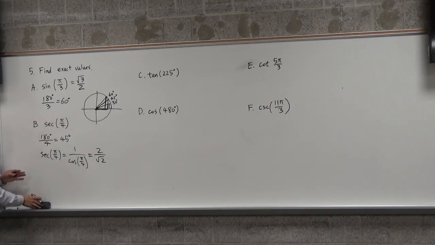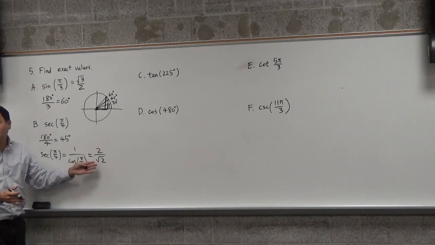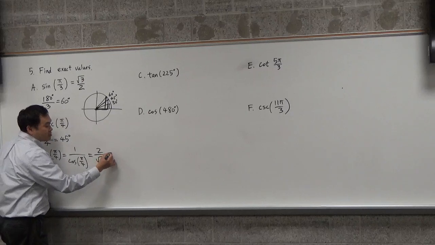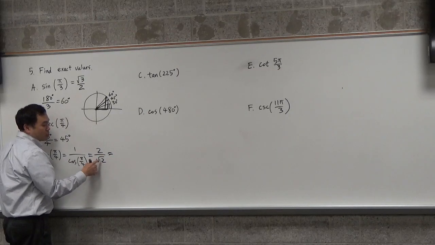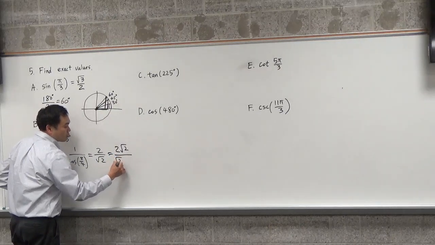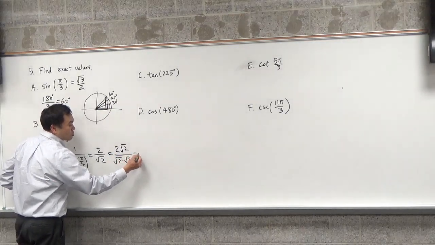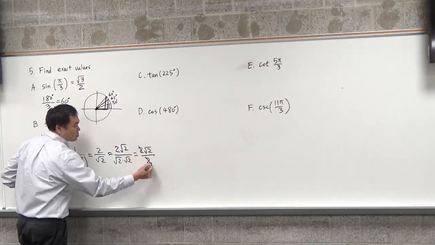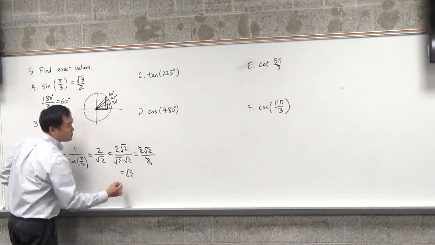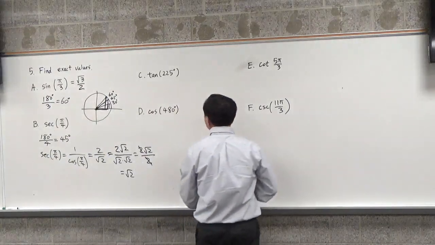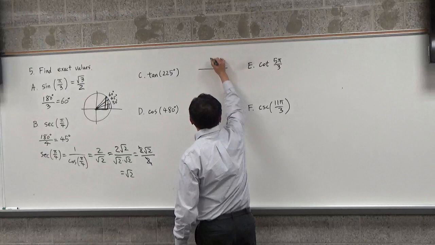So this is almost the answer, except that if you have the square root in the denominator, what do you have to do? You have to rationalize the denominator by multiplying the square root top and bottom. So you have 2 times square root of 2 over square root of 2 times square root of 2. So it's going to be 2 times square root of 2 over 2, and the 2s cancel, so you get square root of 2. Okay, tangent 225. Sine over cosine.